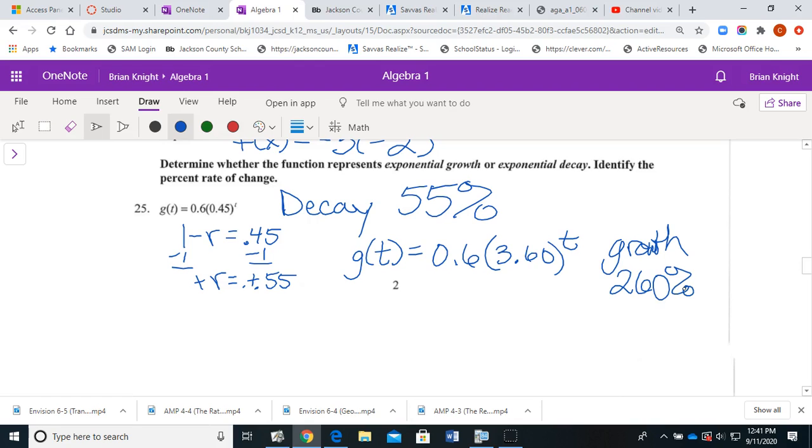Well, in this case, we say minus 1. In this case, you say 1 minus the number. If it's bigger than 1, you subtract 1 from it. If it's smaller than 1, you subtract that number from 1. Okay?